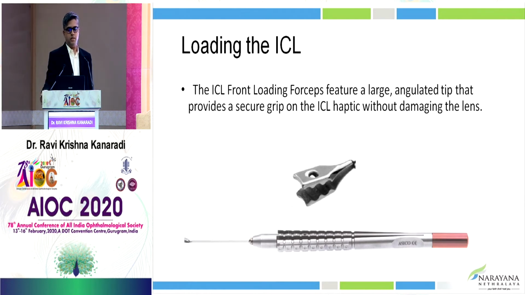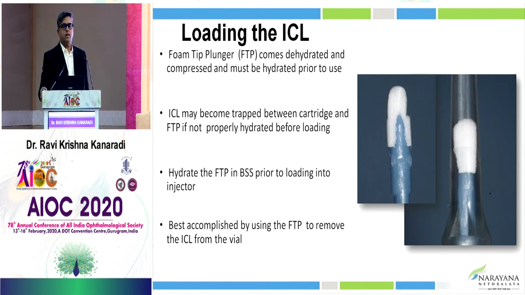So this is the forceps which we use for loading the ICL. Basically the tip of this is large and angulated, which will not damage the lens. If you use other forceps, it can damage either the footplate or the central optic. The ICL packet comes with a foam tip plunger, which is usually dehydrated and compressed. That should be hydrated prior to use, otherwise the ICL can get stuck between the cartridge and the tip.